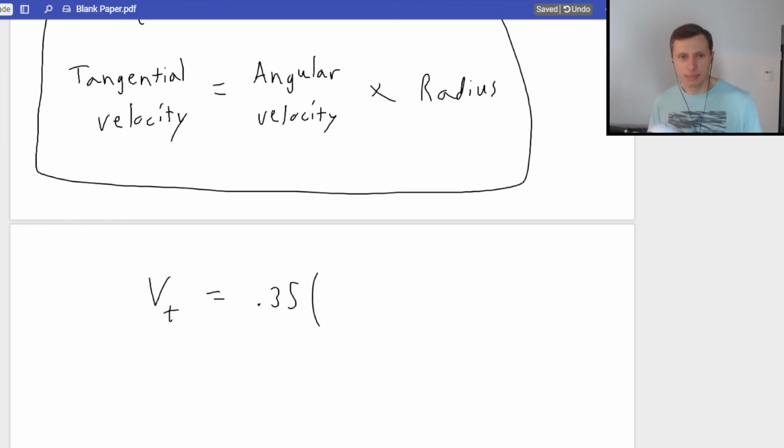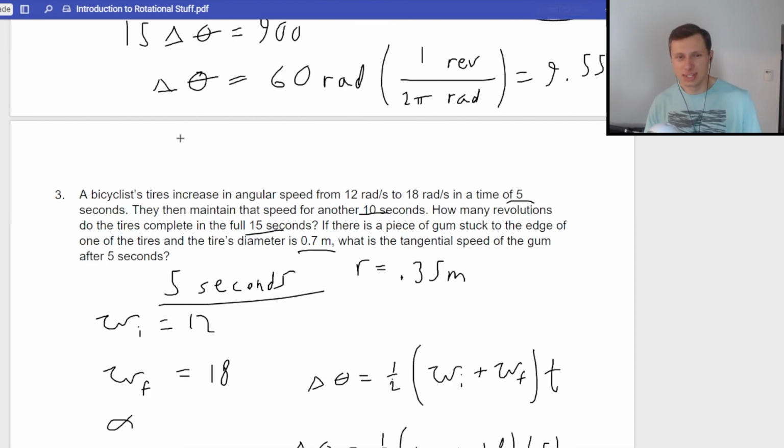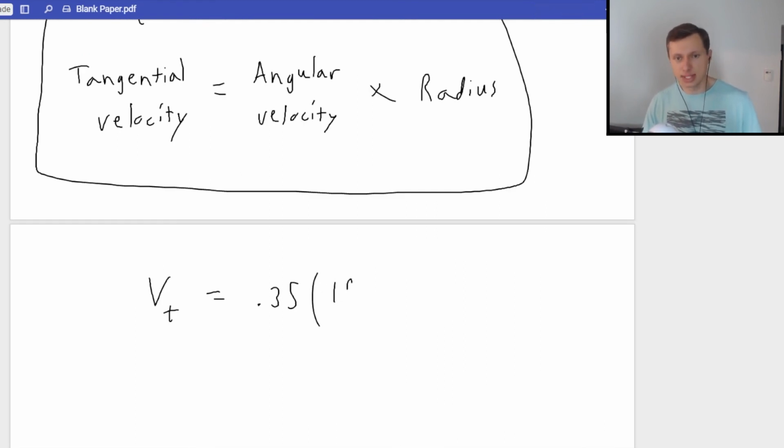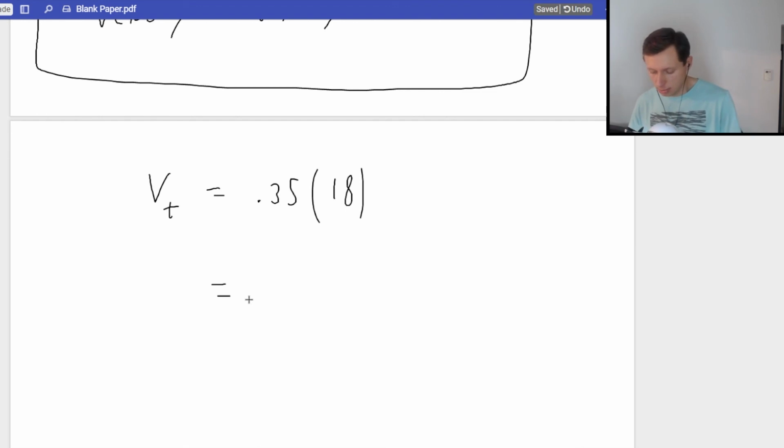I'll give you a few seconds to think about it. What is the angular velocity at 5 seconds? Well, at 5 seconds, that was the final in our first 5 seconds, if you think about it. So at 5 seconds, its angular speed is going to be 18 radians per second, which means times 18. The 0.35 times 18 is going to be our final answer. 0.35 times 18. We get 6.3, and the units are meters per second.